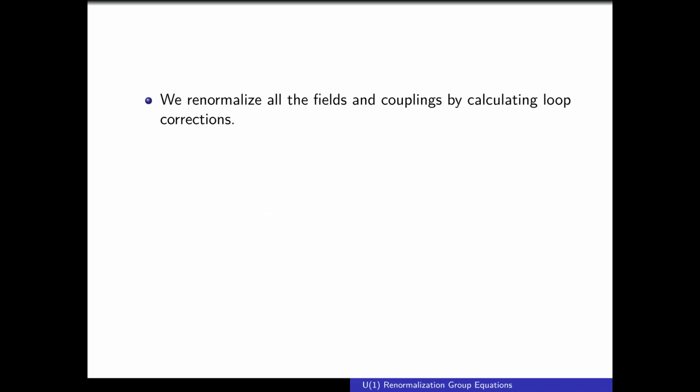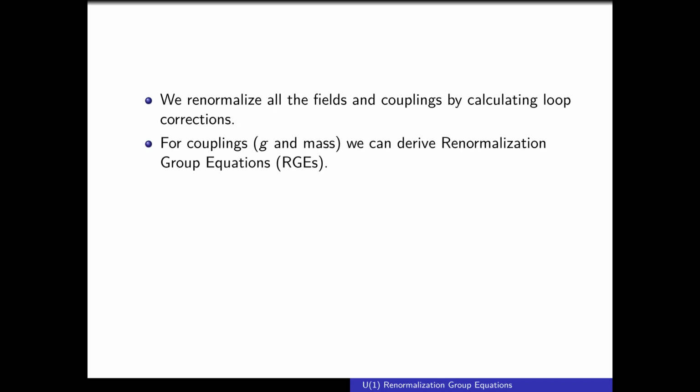Now the process is, first, we want to renormalize all the fields and couplings by calculating their loop corrections. With the couplings, we can actually derive the renormalization group equation. So in this case, we're just talking about the gauge coupling and the mass terms. We don't have any fermion-scalar interactions at the moment.